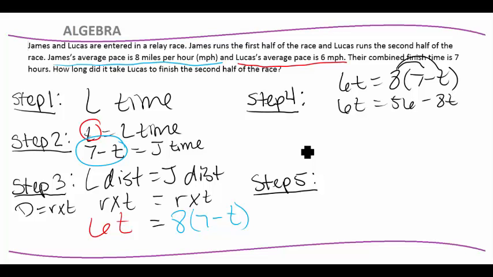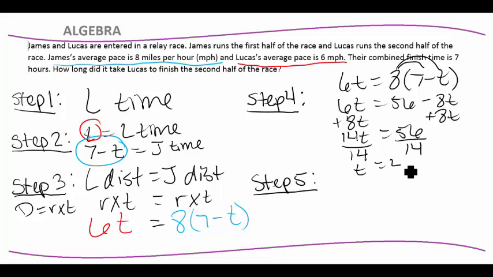And now we want to get the t's, the variables, on the same side of the equation. So we're going to add 8t to both sides of the equation. We're going to get 14t equals 56. And now we want to get t by itself. We want to isolate t. So we're going to divide by 14 on both sides, and t is going to be 4. Now remember, t was Lucas's time, so Lucas's time was 4 hours.